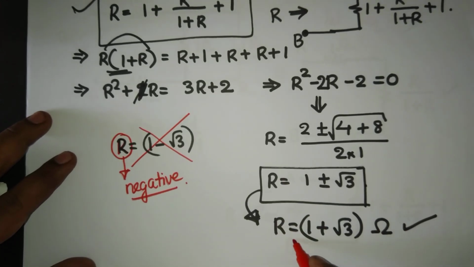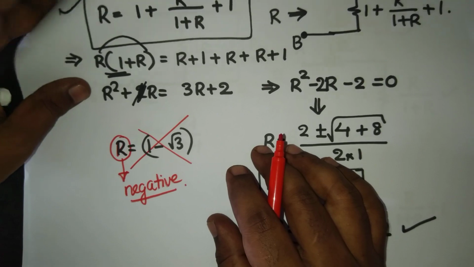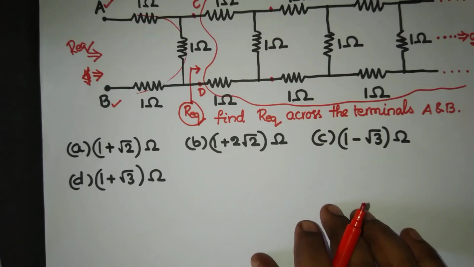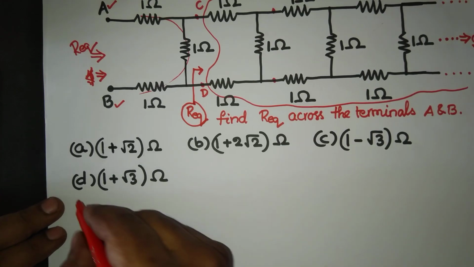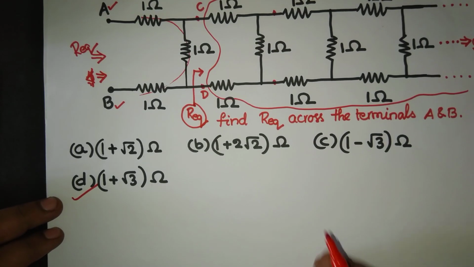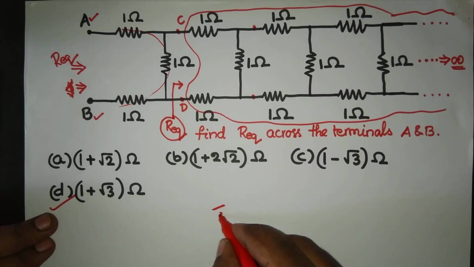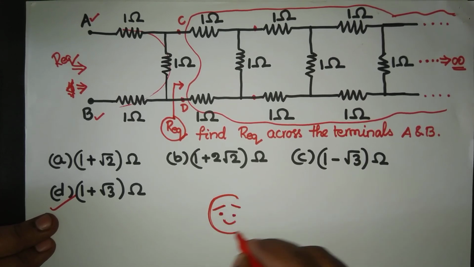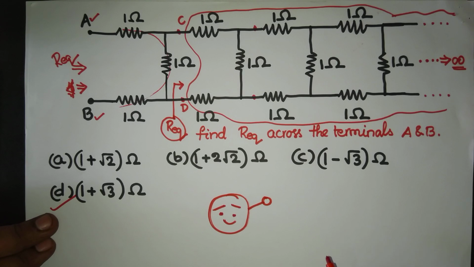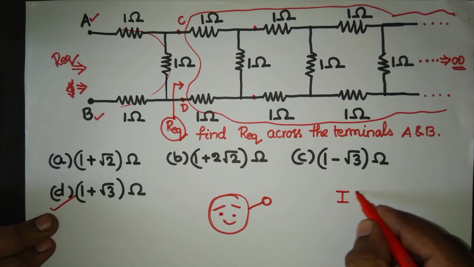So therefore the correct option is option number D. The correct option is option number D. Okay, so that's it for today, and this question was asked in ISRO.